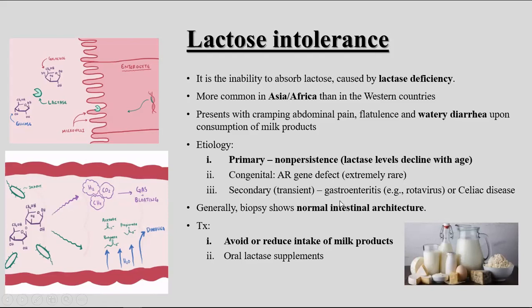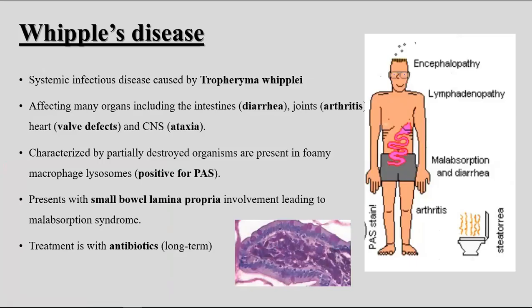Or you can have secondary ones, so you have some kind of gastroenteritis which has actually destroyed all the lactase, or celiac disease can also present with secondary lactose intolerance. So here you have to remember that you're going to have a normal intestinal architecture. You're not going to have any atrophy of the villi or crypt hyperplasia, no lymphocytes, nothing. Treatment, just like gluten intolerance, is just avoid or reduce intake of milk products. Recently, there are also oral lactase supplements, so you can just take lactase and then consume milk products, which will help you break it down.